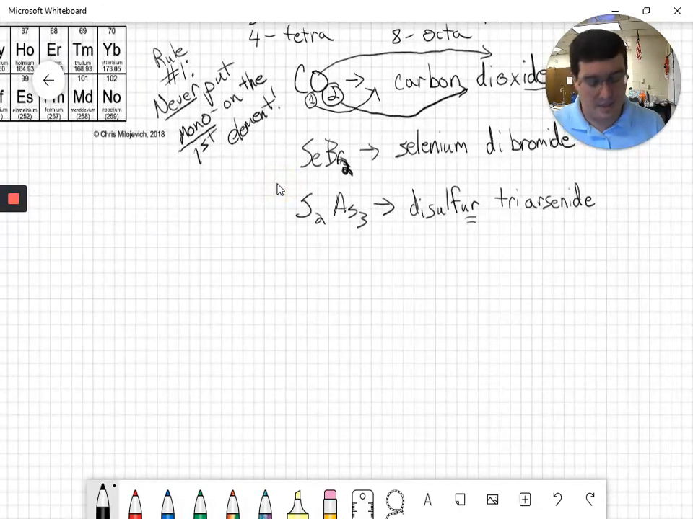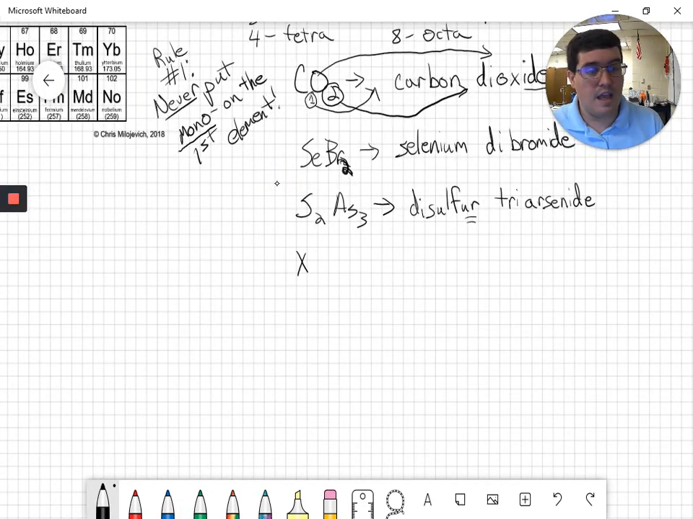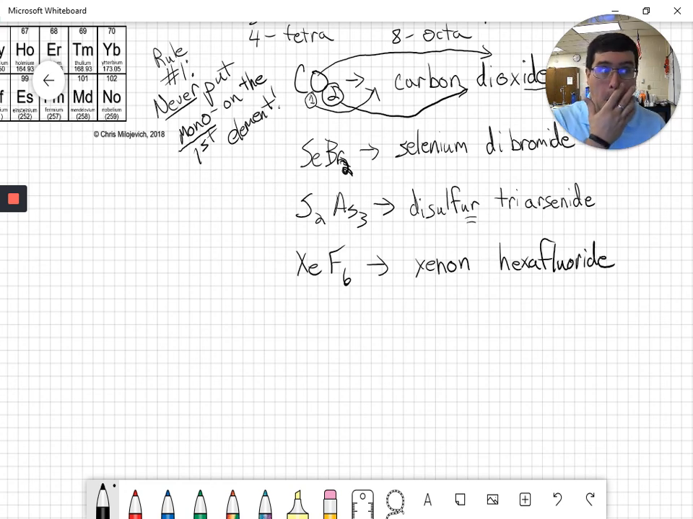The worst one I can think of is XeF6, which would be xenon hexafluoride. This thing is super duper unstable. Only exists for a few seconds. Not even a few seconds.